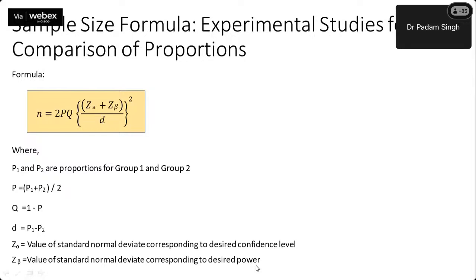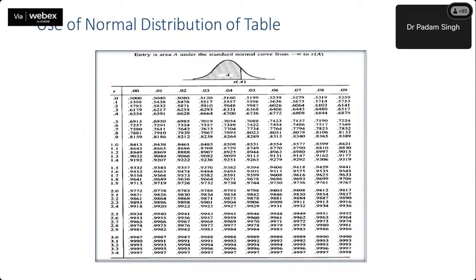Let us understand with the help of an example. Next. Now this is the normal distribution, which I said; the theory of normal distribution is used in arriving at the values of Z alpha and Z beta. Next.